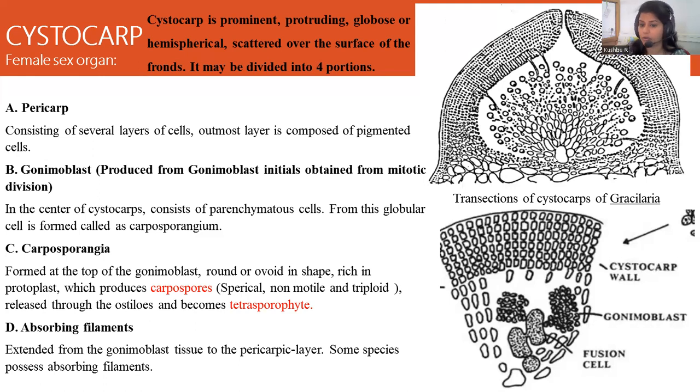That is where the gonymoblast produces carposporangium. Carposporangium produces carpospores. Now these carpospores are released in the form of tetrasporophyte. Apart from that, there is this absorbing filament or a sterile filament. It is involved in better absorption of the mineral nutrients and vitamins.